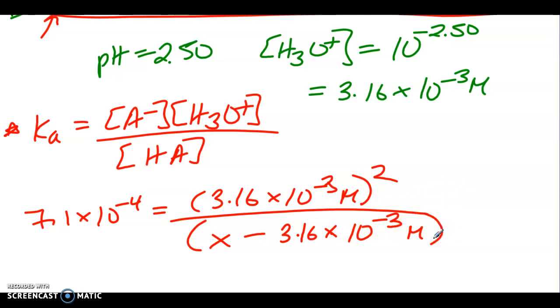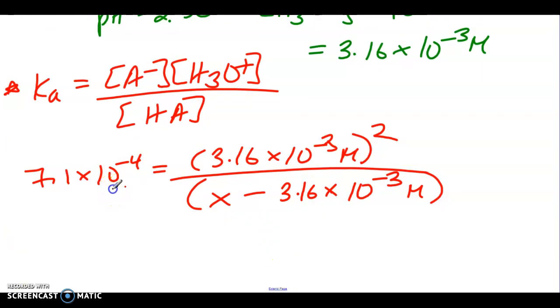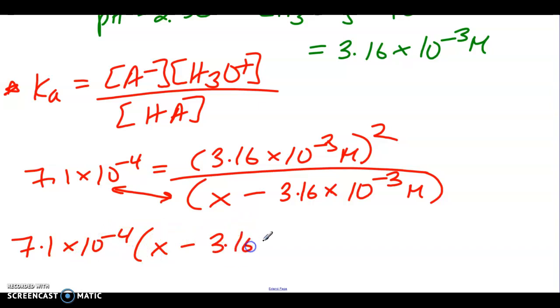Right? So now you're going to factor this out and solve for x. So we can cross multiply this here. So we can do 7.1 times 10 to the negative 4 times x minus 3.16 times 10 to the negative 3 is equal to, if I were to square that, it ends up being 0.0141.